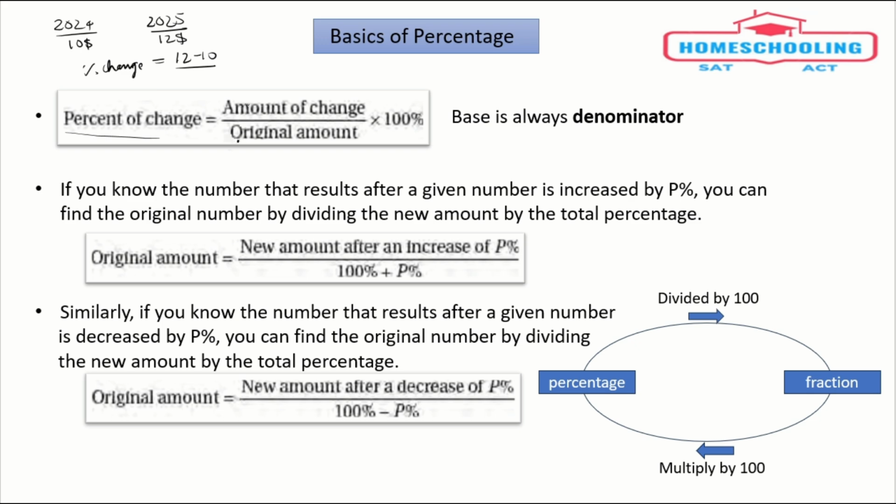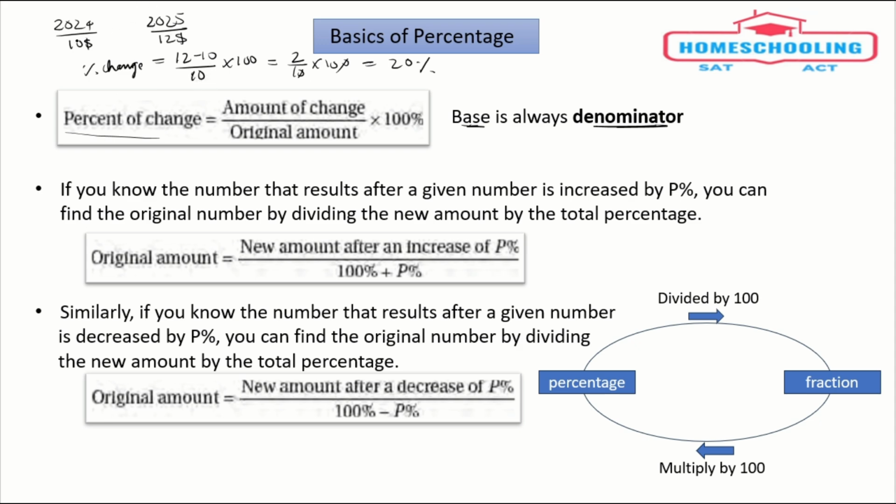In the denominator, the base is always in the denominator. So the base year is 2024, because you started there and you are comparing the price in 2025. It started from $10, so the original amount was $10, times 100. So that would be 2 by 10 into 100, which is 20%. So that is the percentage of change.